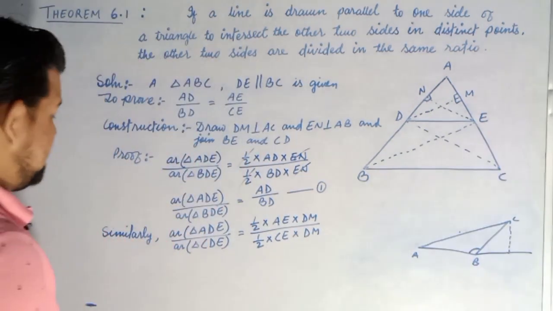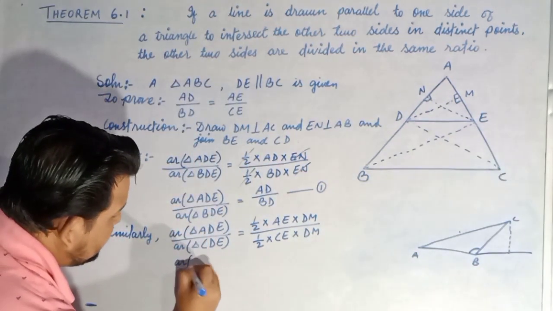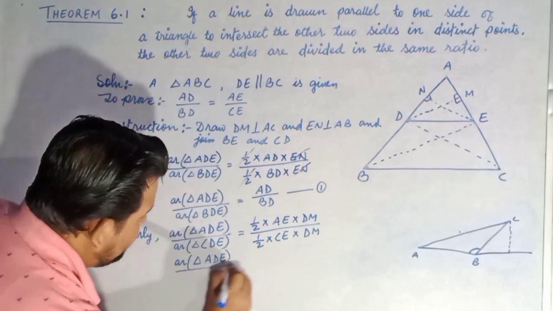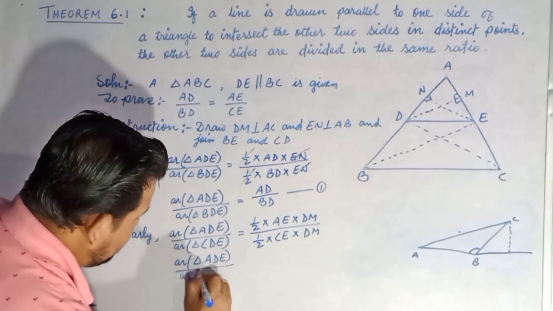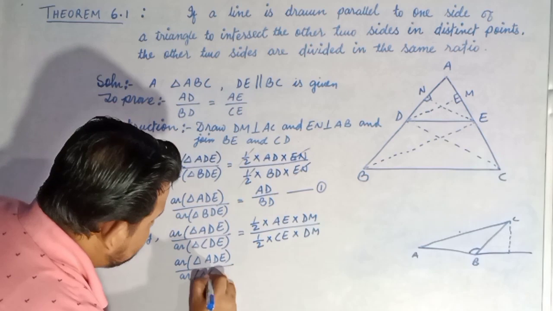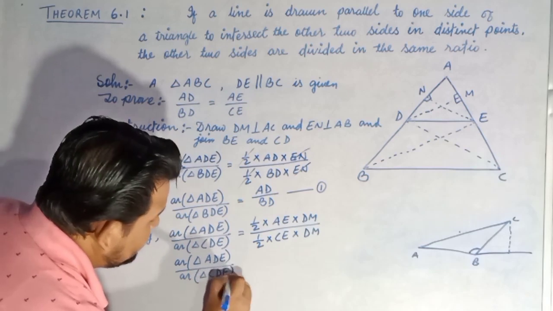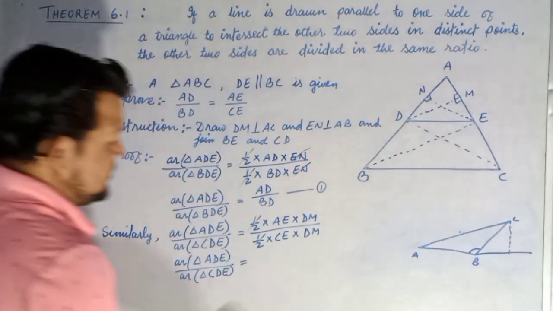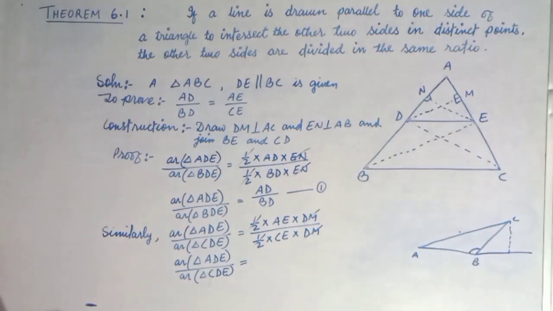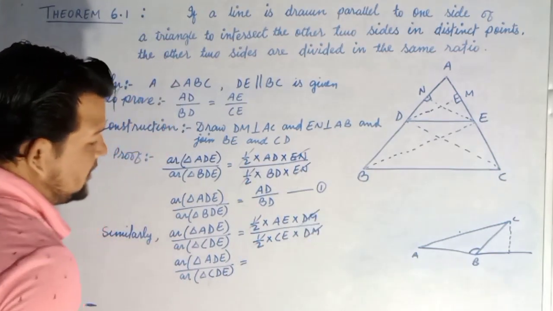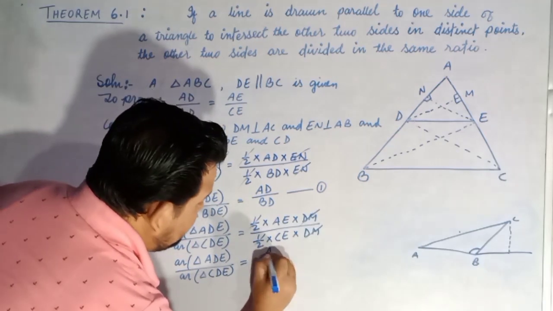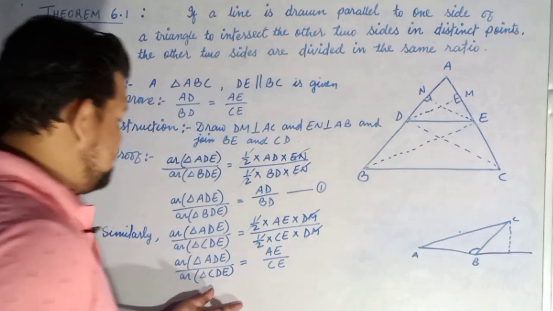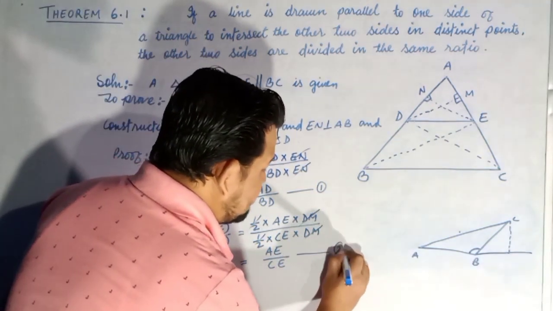So similarly, what we are going to have here now again? Area of triangle ADE by area of triangle CDE will be equal to, so here we can see half will be cancel out, DM is also cancel out, am I right? So now what remains here? AE by CE. We have got these two distances. Suppose this is equation number 2.